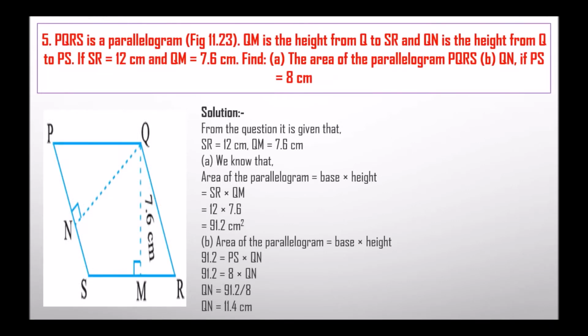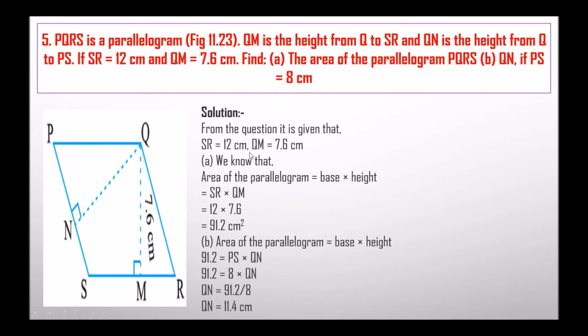Fifth question. PQRS is a parallelogram. QM is the height from Q to SR and QN is the height from Q to PS. If SR is 12 centimeter and QM is 7.6 centimeter, find the area of parallelogram PQRS. And second, we have to find QN if PS is 8 centimeter.